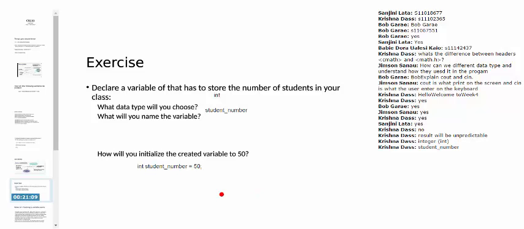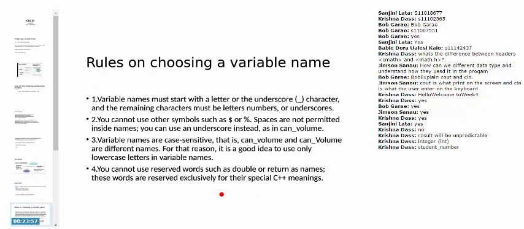Okay, right. So let's move on to the next slide. Now let's discuss the rules on choosing a variable name. As we answered in the previous question, we have student number and we put an underscore in between. That is because a variable's name should not have spaces beside them, in between them, right? Instead of spaces, we can use underscores.